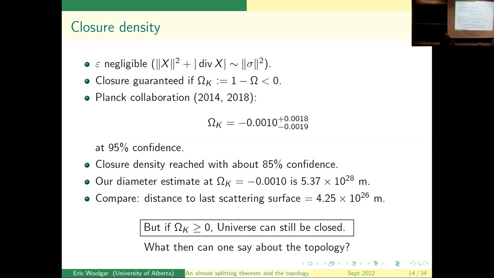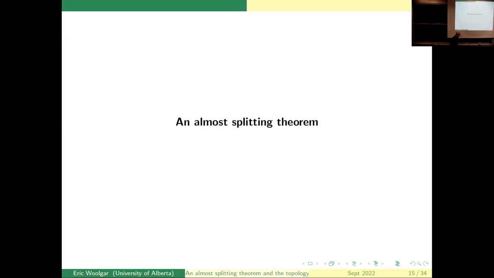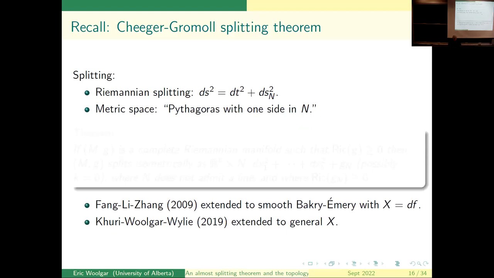So what can one say about the topology when the universe is not closed? And those figures, the plus and minus, has 95% confidence. You'll get to zero with about 85% confidence. So you're only dealing with the other 15%. But it turns out that a very abstruse piece of mathematics, to my mind, and I think for many of you it's not, but to my mind, called the almost splitting theorem, actually provides some information. And that's kind of the fun part for me, is that you can extract something from this. So the Cheeger-Gromov splitting theorem, to start with.